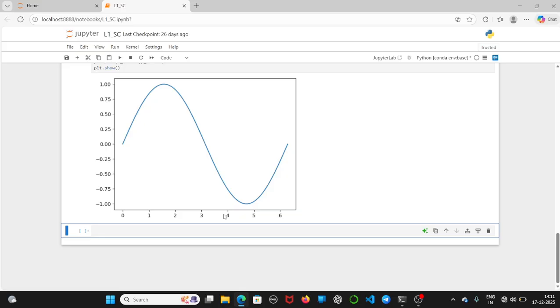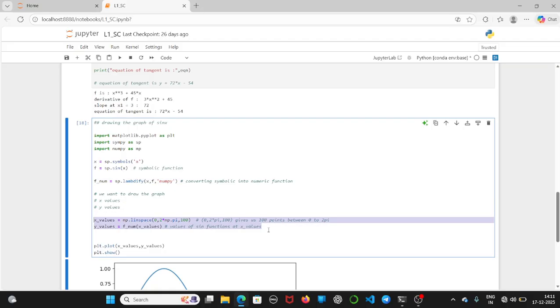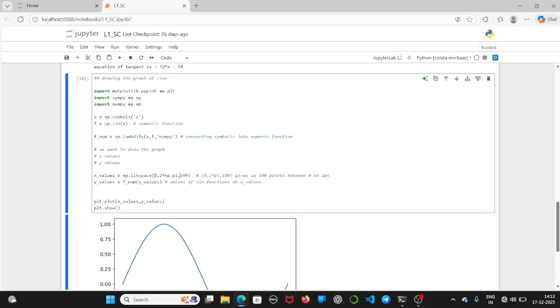So what we have done here: we have created a function sp.sin(x). This is the sine function. We have converted it into the numeric function. Then we declared our x values and y values. In x values we calculated the 100 points between 0 to 2 pi. np.pi is just the variable pi inside numpy. In numpy, if we want to say that this is pi, meaning 3.14, we write np.pi, so numpy understands that this is pi, right? We calculated 100 points between 0 to 2 pi, and we calculated y values for all these 100 points.